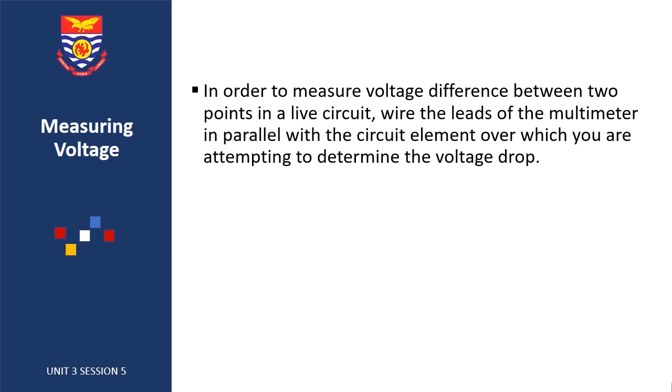Now we know that resistance is the opposition to current flow in a circuit. And so because we are setting the voltmeter in parallel to the circuit component, we must ensure that the voltmeter has a very high resistance so that current will not branch and pass through the voltmeter.